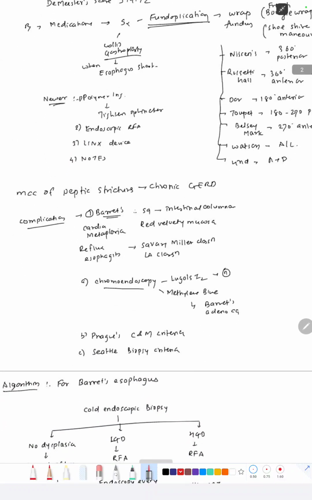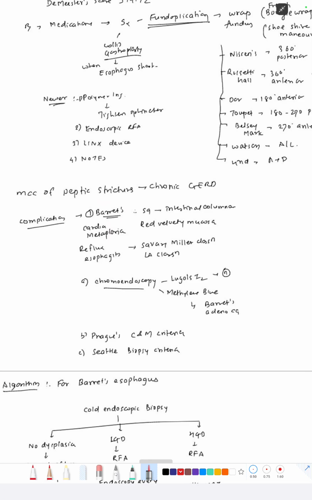The most common cause of peptic strictures is chronic GERD. Complications of GERD include Barrett's esophagus. Barrett's esophagus is also called cardiac metaplasia, where the squamous cell epithelium changes to intestinal columnar epithelium. There's a red velvety colored mucosa, and reflux esophagitis. The classification that is used is the Savary-Miller classification or the Los Angeles classification.